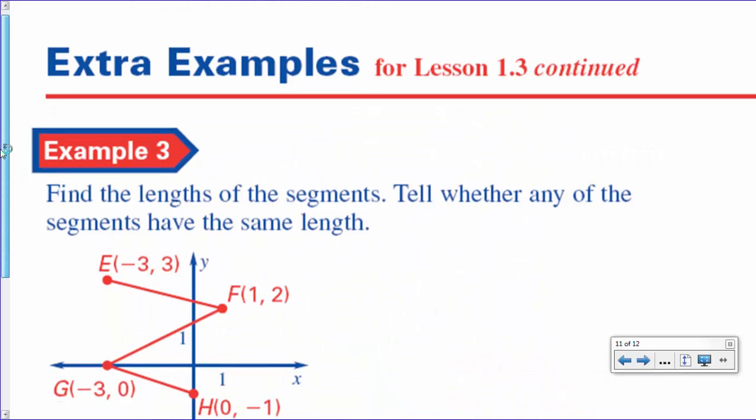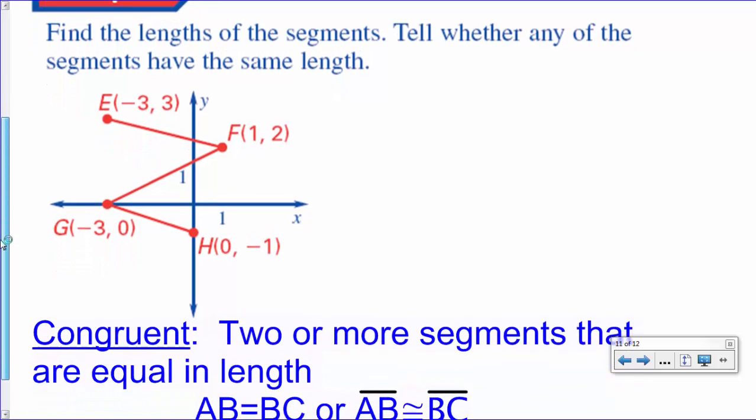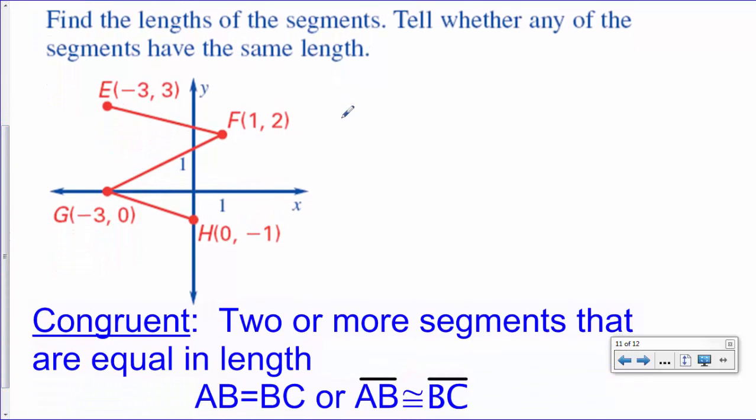Our last example, we're looking at finding whether the segments are the same length. Another word for same length, as it shows at the bottom here, is congruent. Congruent means two or more segments that are equal in length. Notice that if we use the congruent symbol, here's the congruent symbol, we would put a segment mark above it. If we're just using the equal symbol, we don't put any segment marks above the segments.